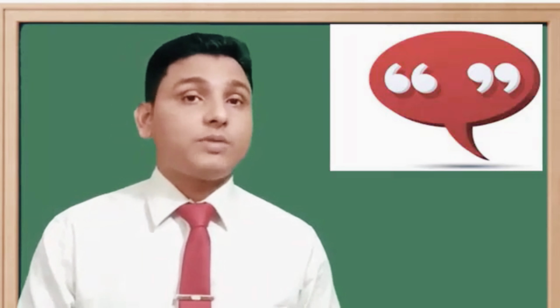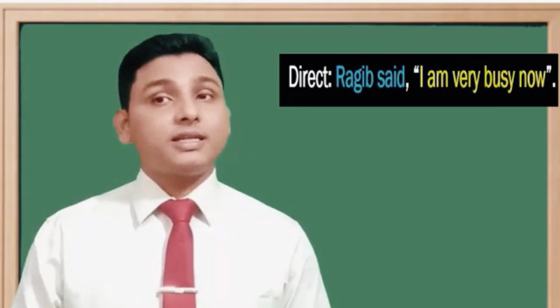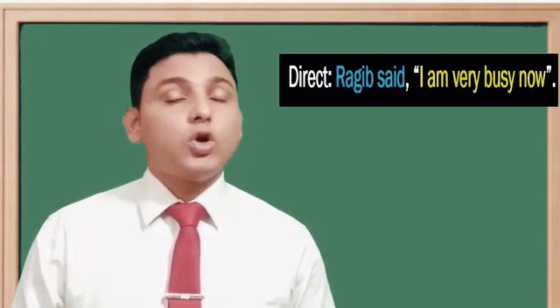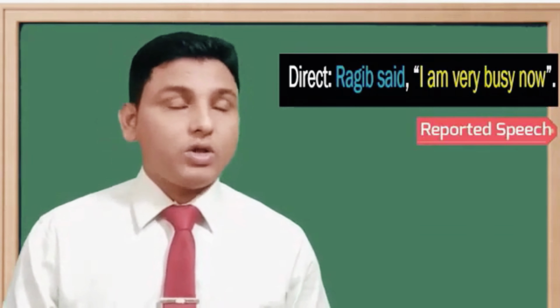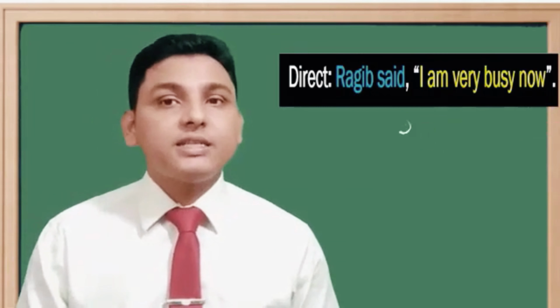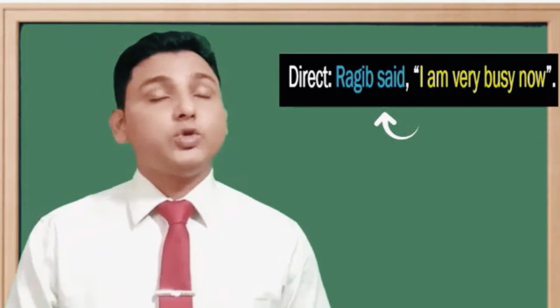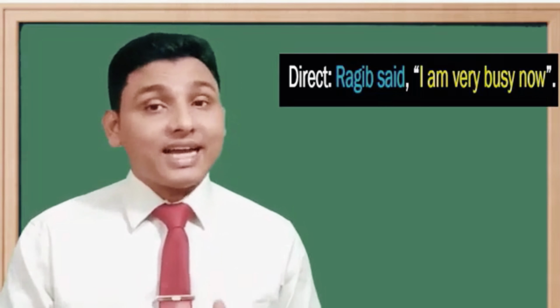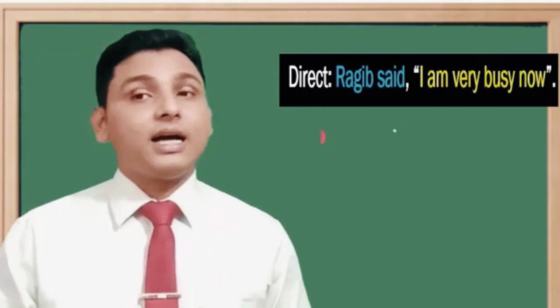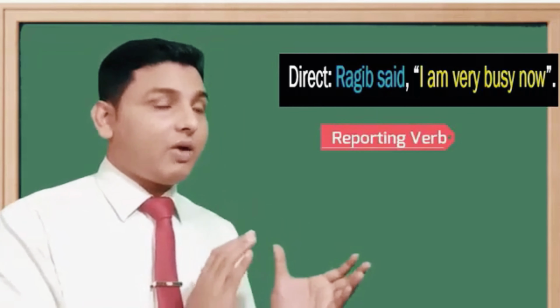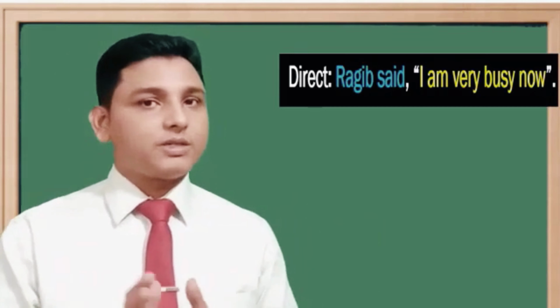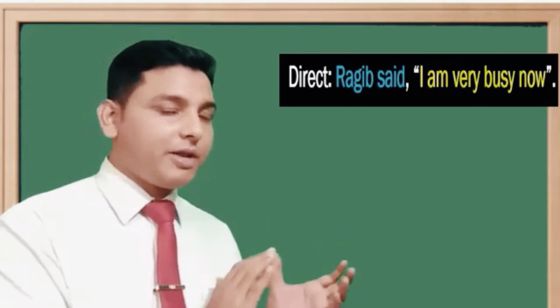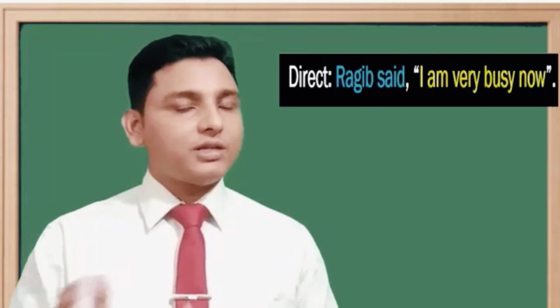Here, in the example of direct speech given above, "I am very busy" is kept inside the inverted commas. So, "I am very busy" is the reported speech. On the other hand, the verb said is used by Raghib to report his speech. That is why said is the reporting verb. So we can easily separate two parts, the reporting verb and the reported speech.